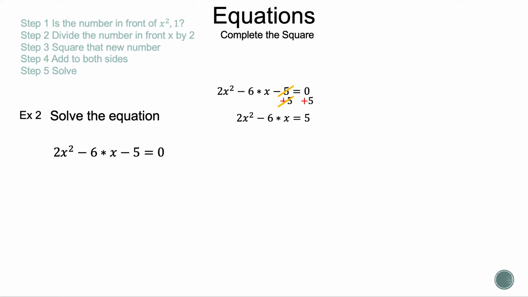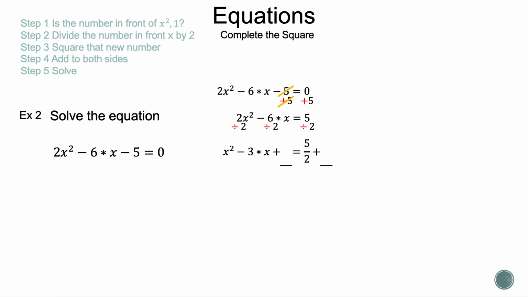Now let's take a look at step 1. It says, is the number in front of x squared 1? Well, we have 2 right now. And to make things a little bit easier, we're going to go ahead and divide every number by 2, so we can get our a term to be 1. And 2 divided by 2 is 1. And negative 6 divided by 2 is negative 3. And 5 divided by 2 is 5 over 2. We have a fraction. Don't worry, it is the same process. Now we have x squared minus 3x is equal to 5 halves.